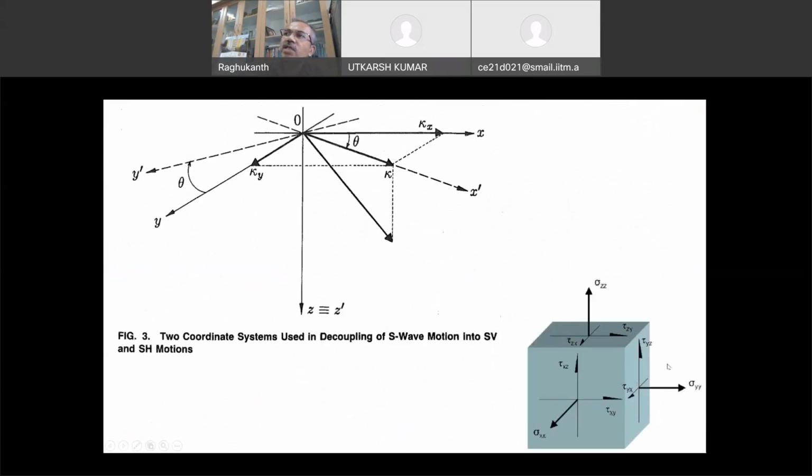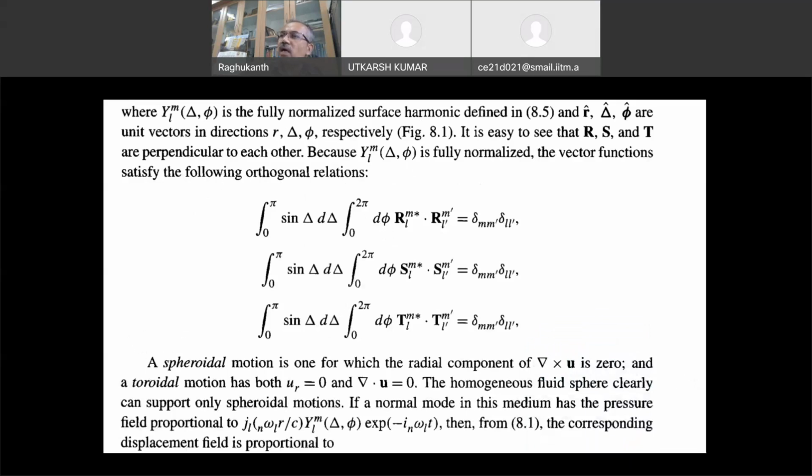In seismology, we call the sigma yy, tau yz a PSV problem, that is P wave and shear vertical, and tau yx is shear horizontal itself. So this is how we step up to 2D problems. Mathematically one can show this is valid. This is what we call PSV problems. So they call this the spheroidal motion.